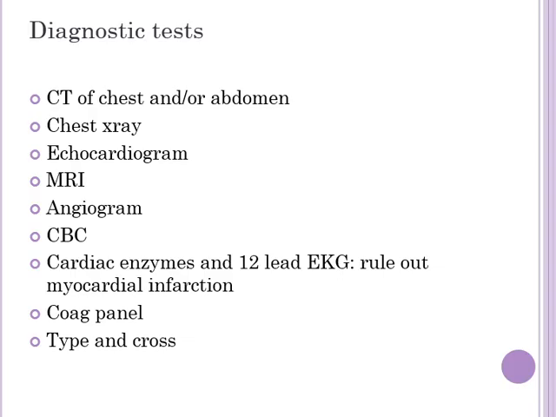We would need to look at a CBC because we would be interested in what their H&H is. We might do cardiac enzymes or cardiac markers or biomarkers. Think of troponin and a 12-lead EKG just to rule out that this is a myocardial infarction, because of the chest pain, shortness of breath, all of those other signs and symptoms that do seem to be the same as an MI. We just need to rule that out.